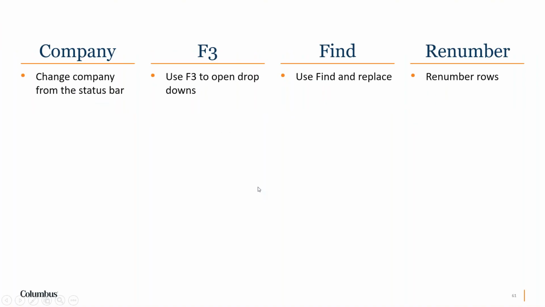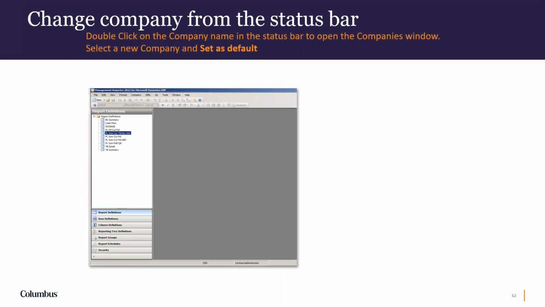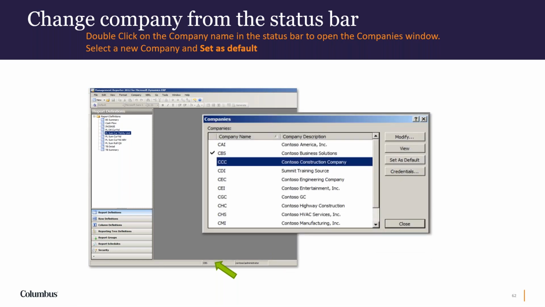We're going to talk about, these ones should go pretty quick: changing which company you're in at the status bar, using the F3 for drop downs, doing find and replace and renumbering rows. This one's really quick when you don't have anything open, if you've got all your building blocks closed. Just like when you're in your ERP package, if you double click on the company at the bottom, it'll pull up your company screen, and you can change and set it as a new company as default.